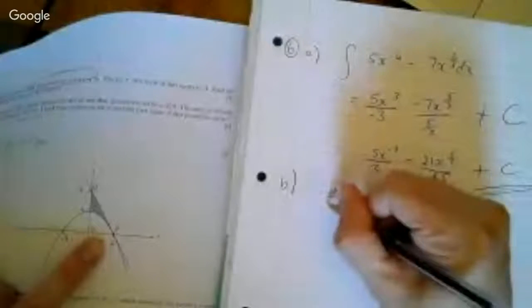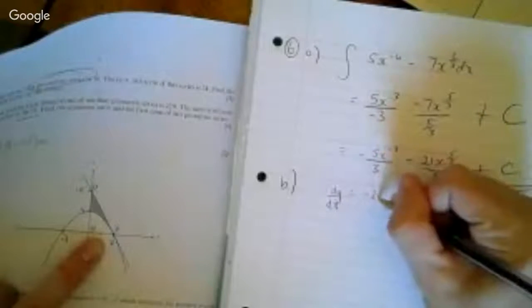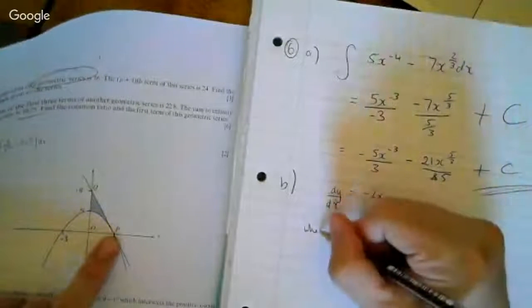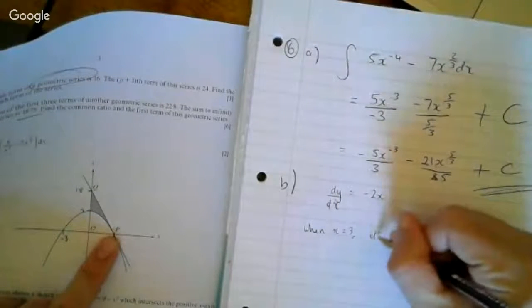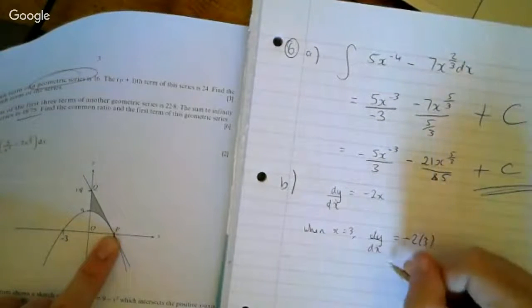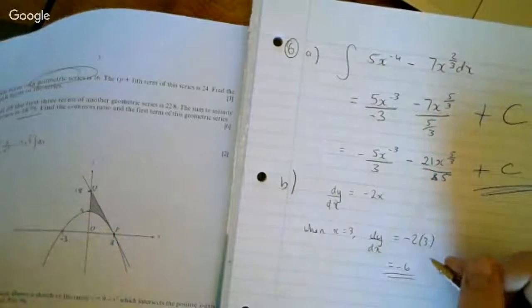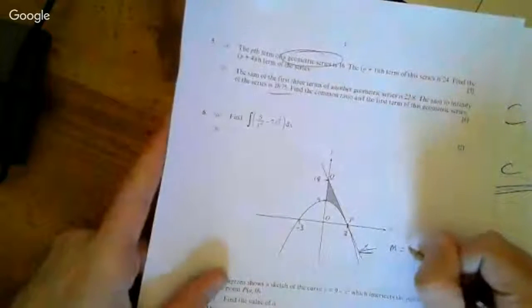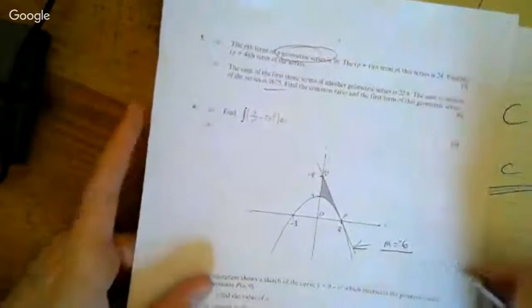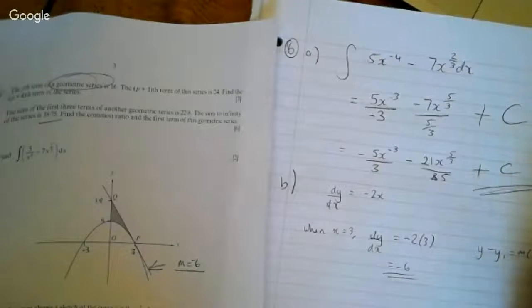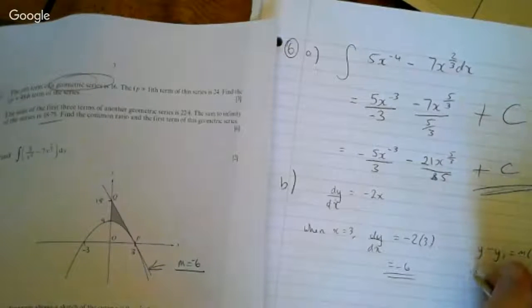So dy by dx would equal minus 2x, where x is 3, where it's a tangent. So when x equals 3, dy by dx is equal to minus 2 lots of 3, so that would be minus 6. So the gradient of this line, which I'll call m, is equal to minus 6. And then to work out the equation of that line, I'm going to say y minus y1 equals m(x minus x1).